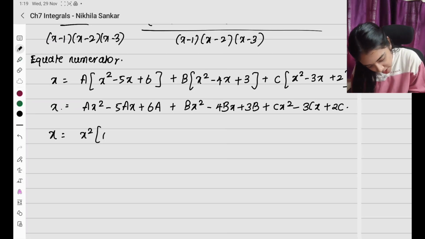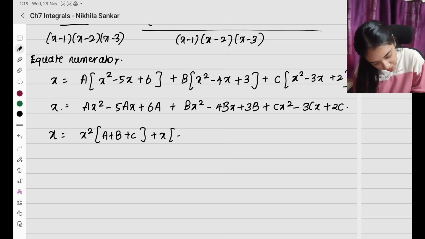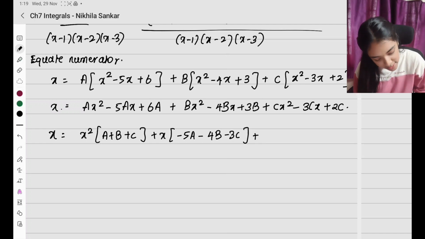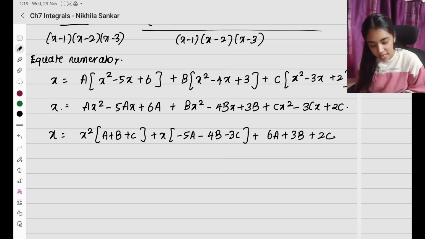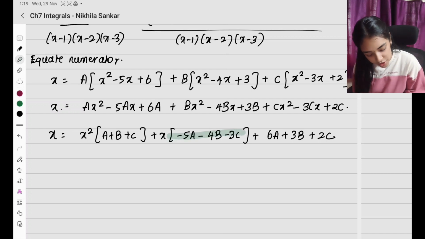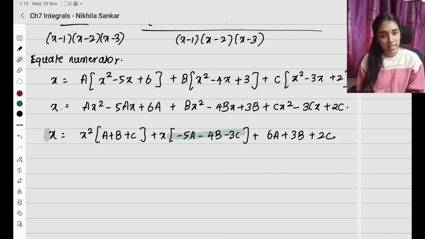Now clubbing the x square terms. So I have x square times a plus b plus c plus x terms எல்லாம் club பண்ணா I have minus 5a minus 4b minus 3c. அதே தான் இது வரைக்கும் போன questionல என்ன பண்ணீங்களோ அதே step. Plus constants are going to be 6a plus 3b plus 2c. So these are the constants. இப்போ நமக்கு இருக்கிறது என்ன? ஒரே ஒரு coefficient.